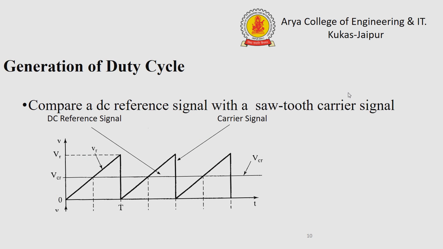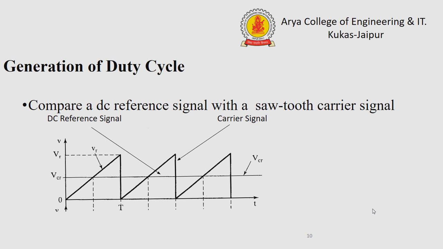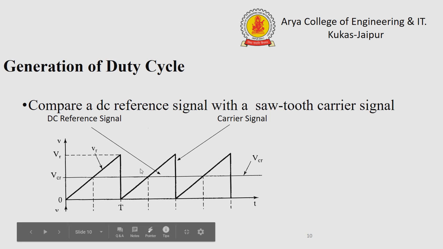Generation of duty cycle: compare a DC reference signal with a sawtooth carrier signal. In this waveform, we can compare the DC signal with sawtooth carrier signal. In this, that is the sawtooth carrier signal. This is the reference signal. We compare it for time period T at the x-axis time T and y-axis equal to voltage V.